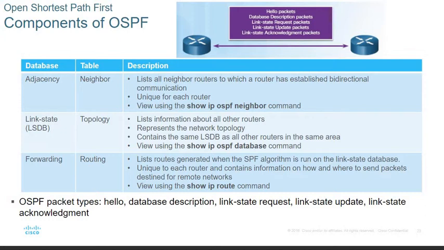The Forwarding Database, or routing table, lists routes generated when the SPF algorithm is run on the link state database. It is unique to each router and contains information on how and where to send packets destined for remote networks. View it using the show ip route command. OSPF packet types: Hello, Database Description, Link State Request, Link State Update, Link State Acknowledgment.